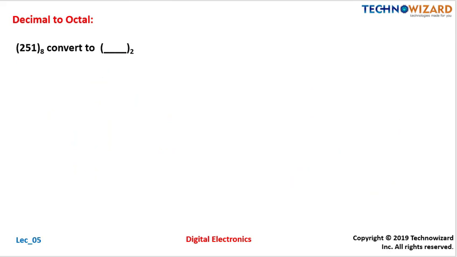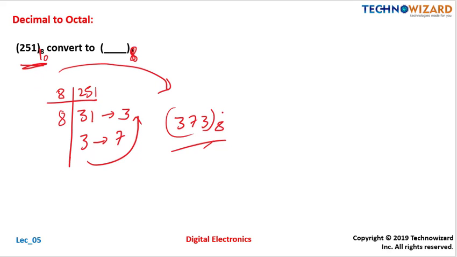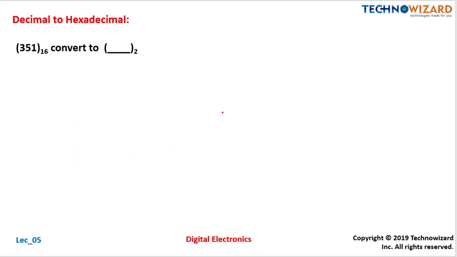Next is 251, that is decimal to octal. This is a decimal number and you have to convert it into an octal number. For this you have to divide 251 by 8. On dividing it by 8 you will get 31 and 3 as the remainder. Again when you divide this by 8, 8 3s are 24 and 7 is the remainder. So MSB to LSB, 373 in octal. So you can write 251 which was in decimal as 373 in octal. This is how you can convert these types of numbers.